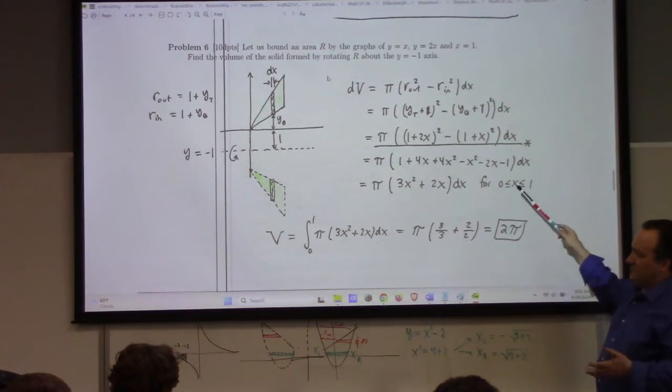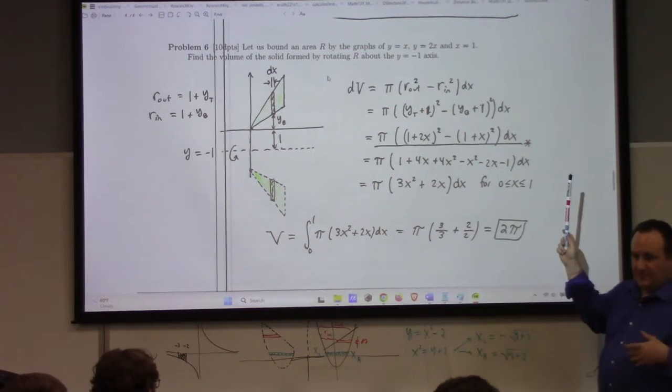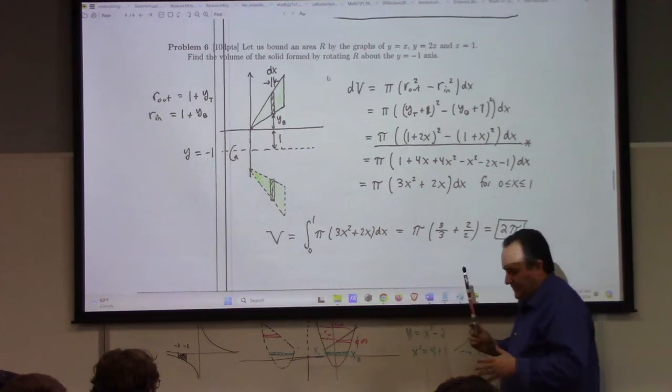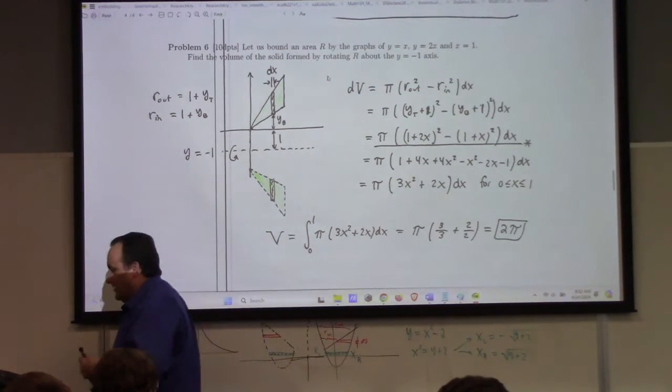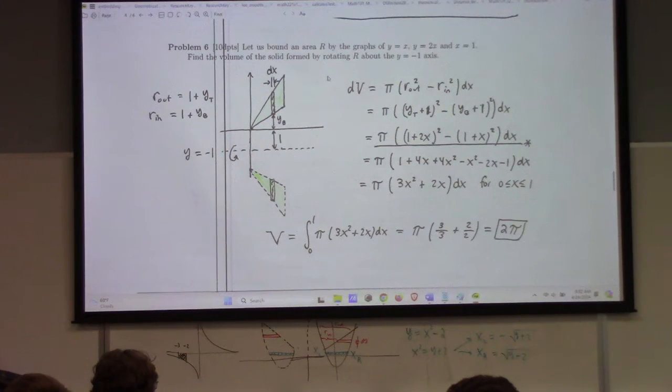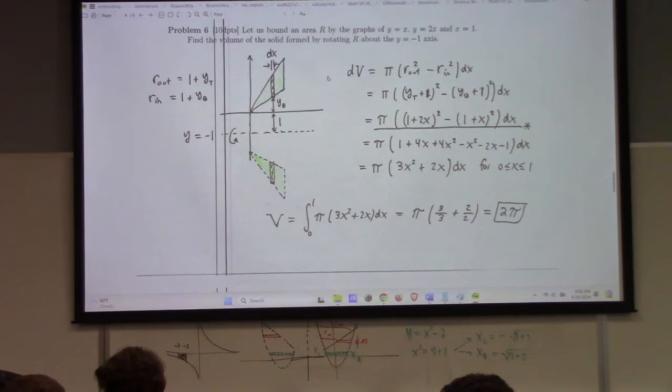I'm just simplifying it because I wanted to calculate it. Now, if I say simplify the integrand, then simplify the integrand, right? But except for that instruction being there, you're free to not do that.